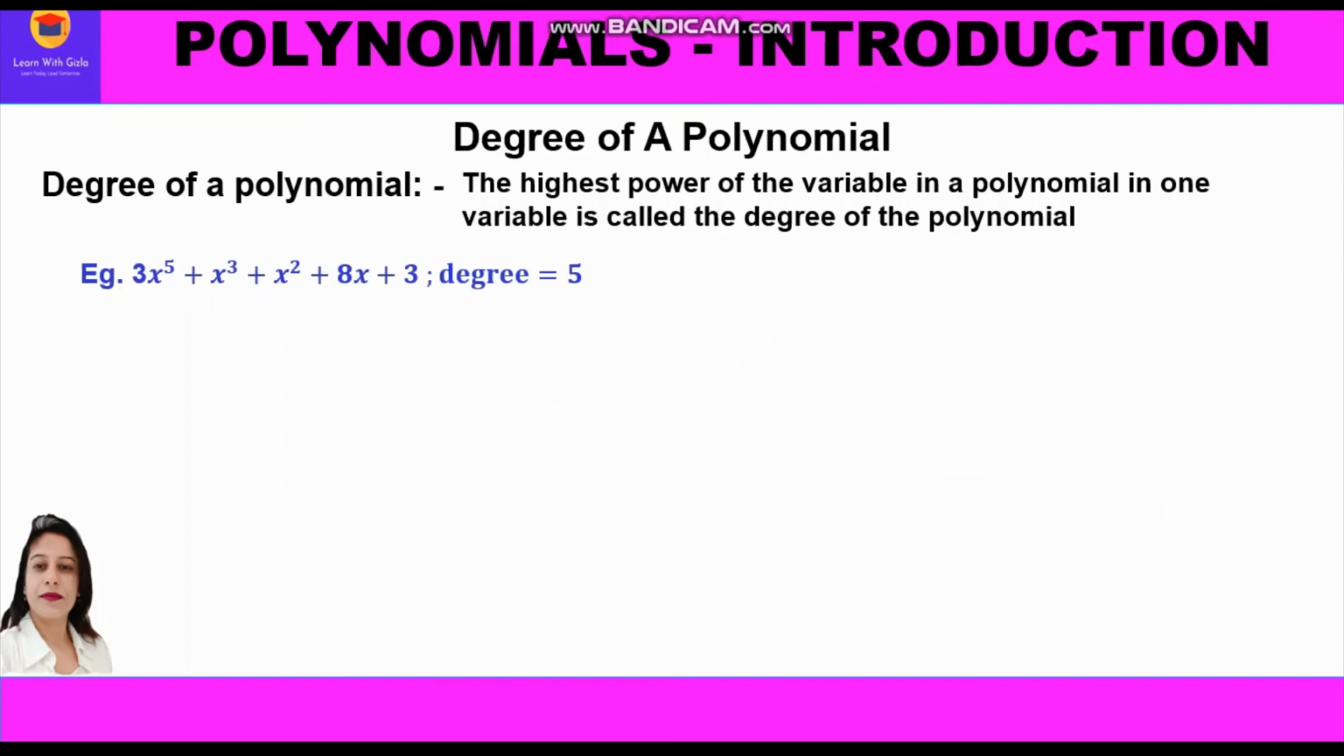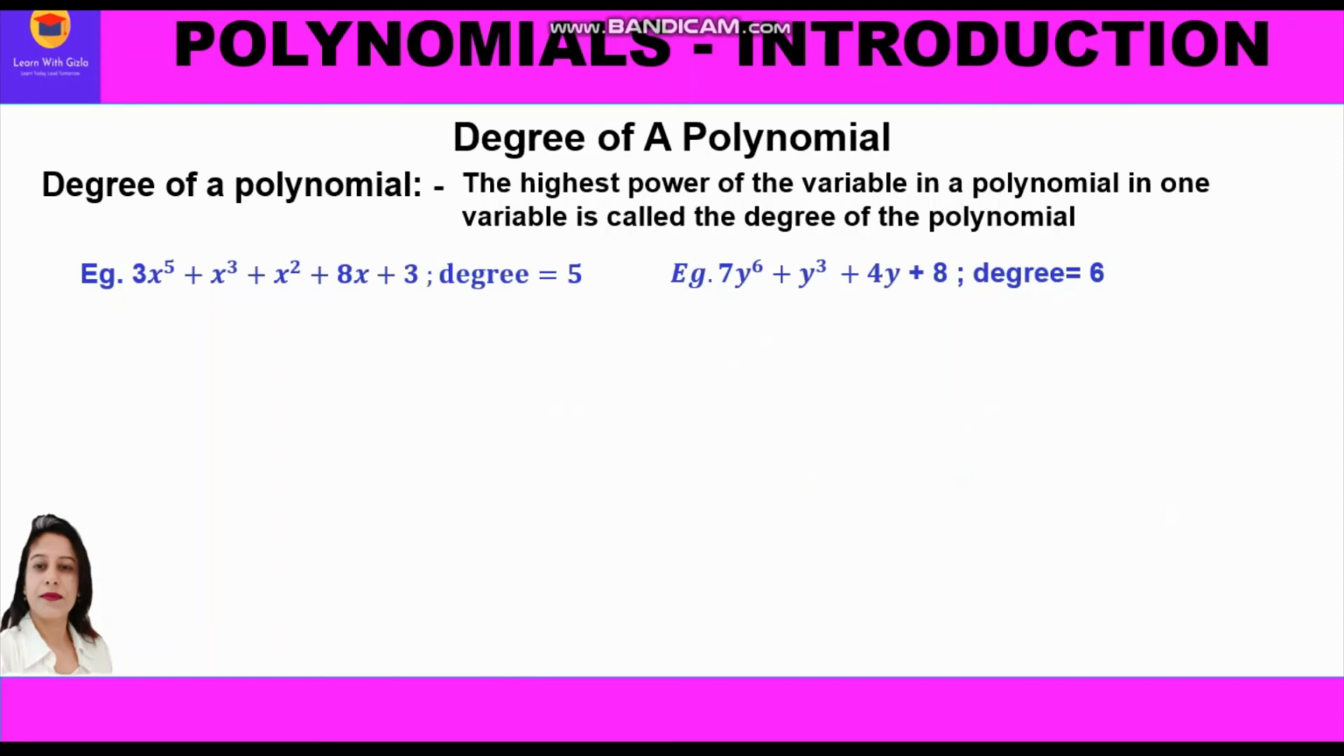Let us take one more example. Suppose we have 7 into y raised to power 6 plus y cube plus 4y plus 8. Over here the powers of y are 6, 3, 1 and 0. The highest power is 6. So we can say the degree of this polynomial is 6.